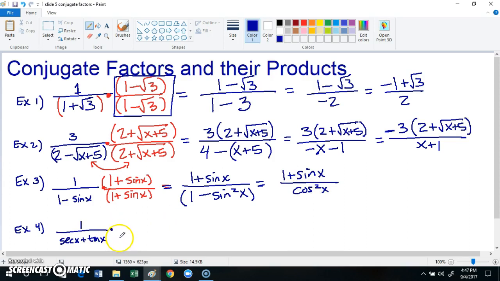Okay, next one. Secant x plus tangent x. The conjugate is secant x minus tangent x.